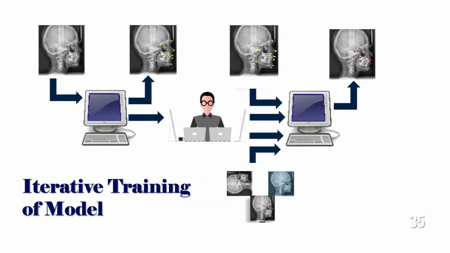So here at the top, you can see what we just discussed. You have the model predicting the landmark locations shown in yellow. They're corrected by the human shown in blue. And this provides training data to improve the model's performance.